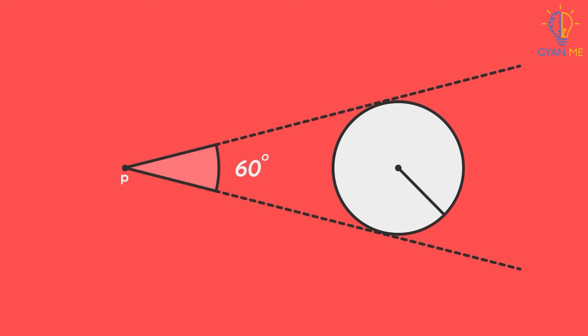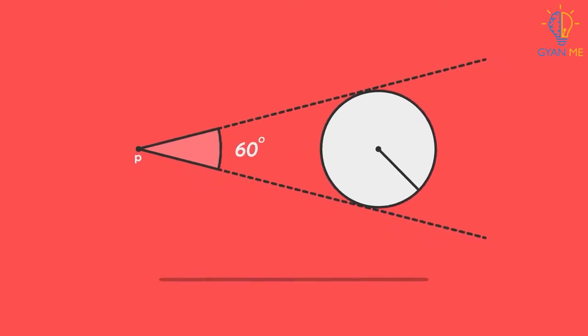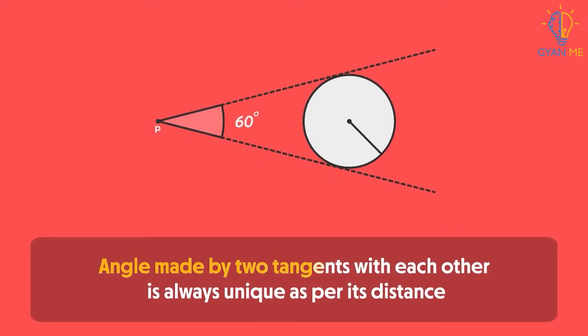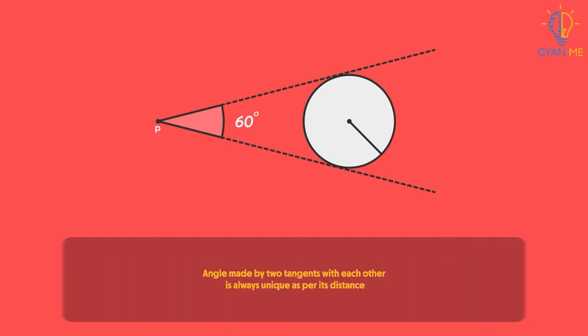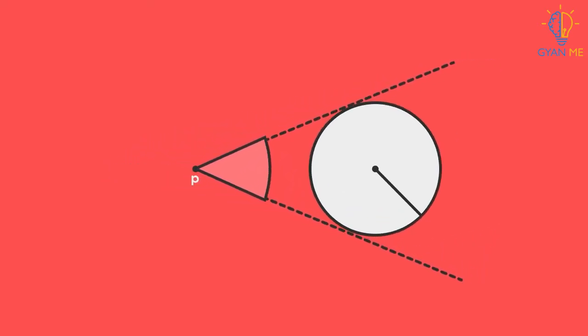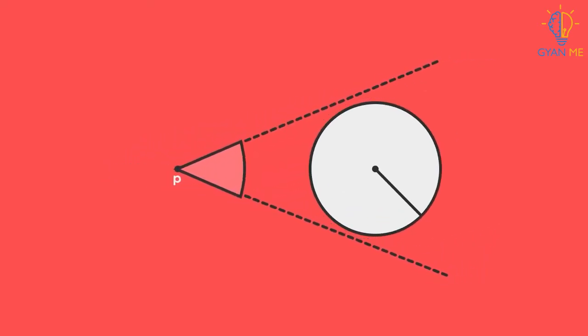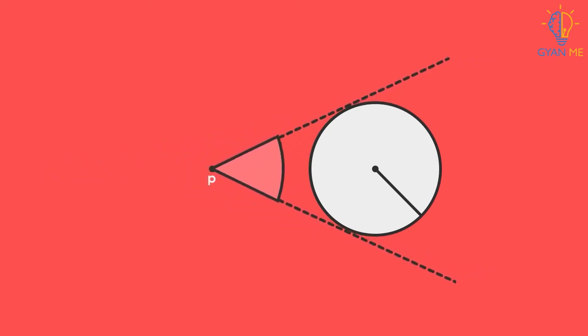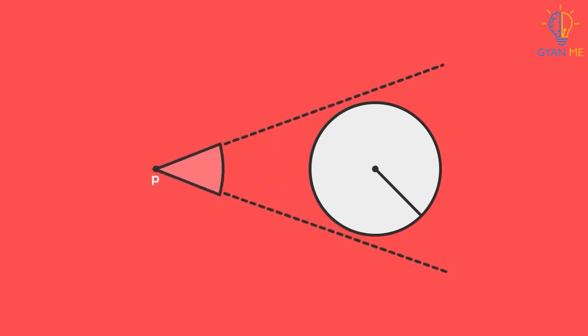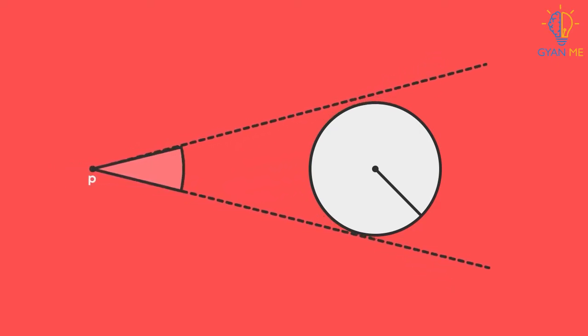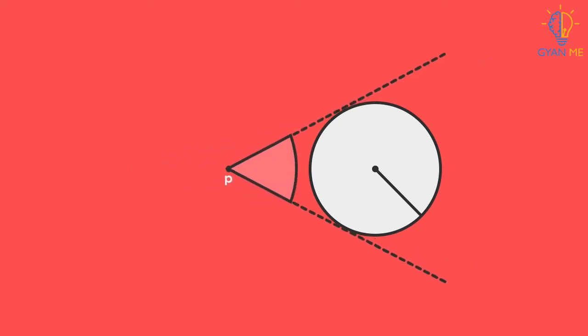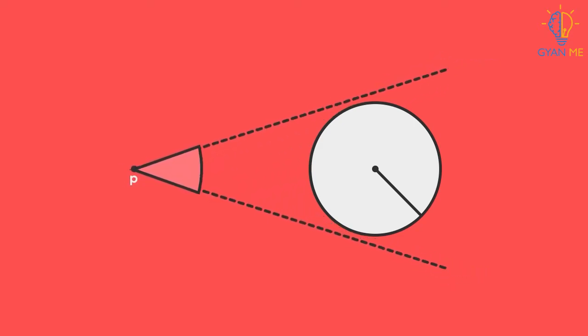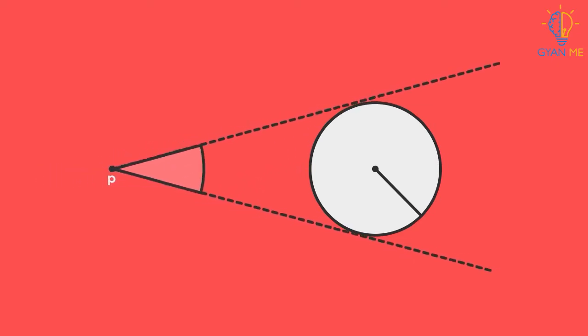But before we see the steps of this construction, note that the angle made by two tangents with each other is always unique as per its distance. This also means that by changing distance, the angle between them will also change. Say for example, if at point P, they make a 60-degree angle. If we shift P towards the circle, the angle will increase. Or if we shift P away from the circle, the angle will decrease.